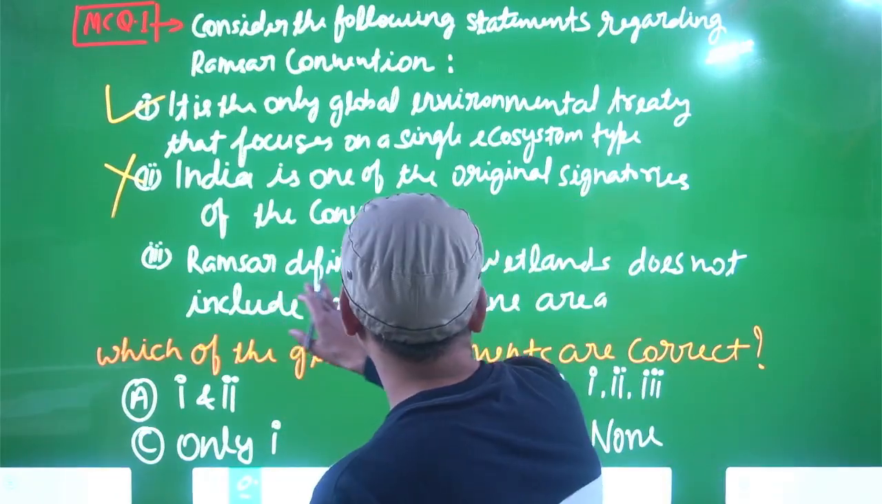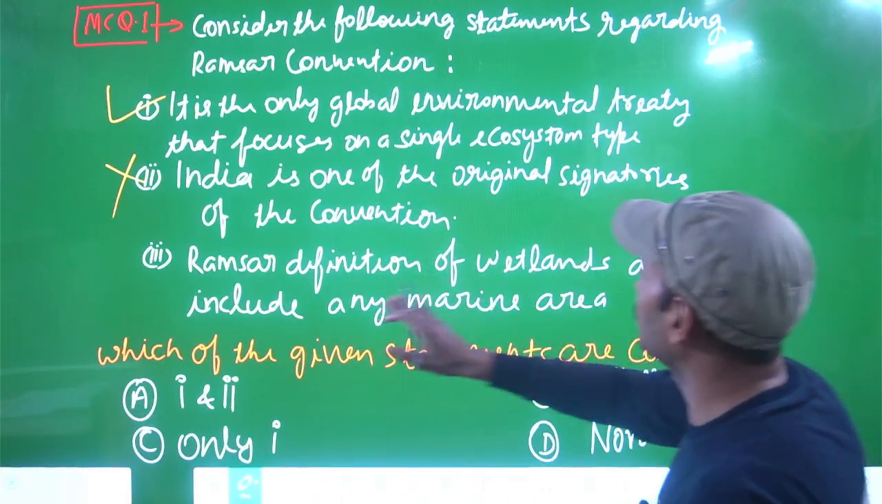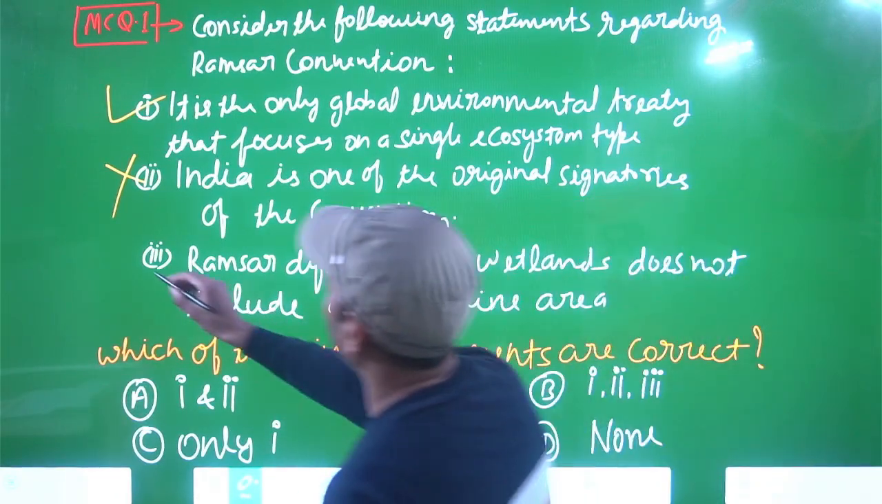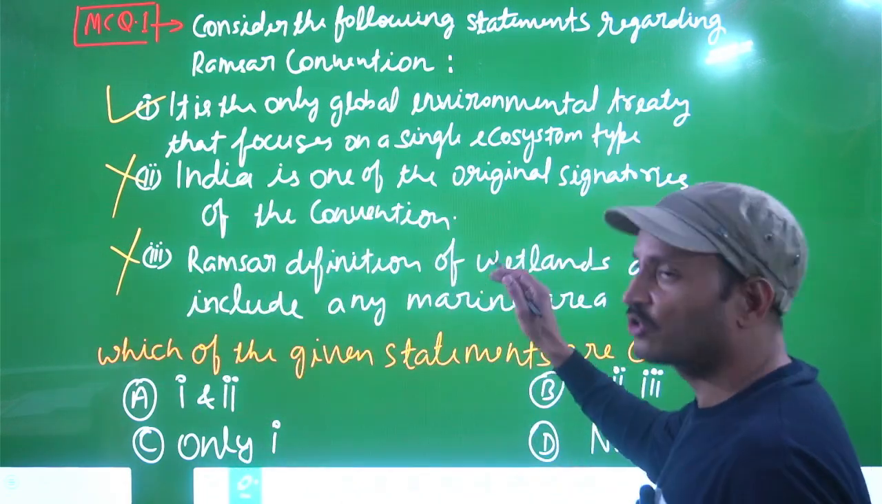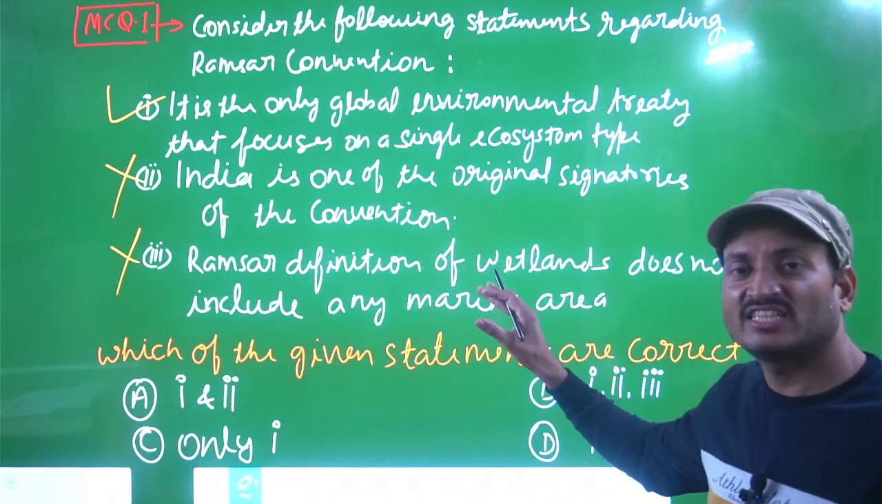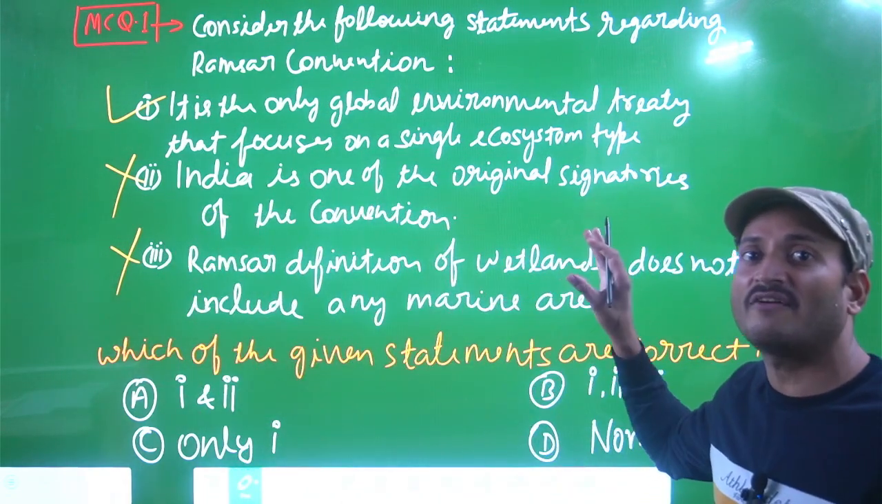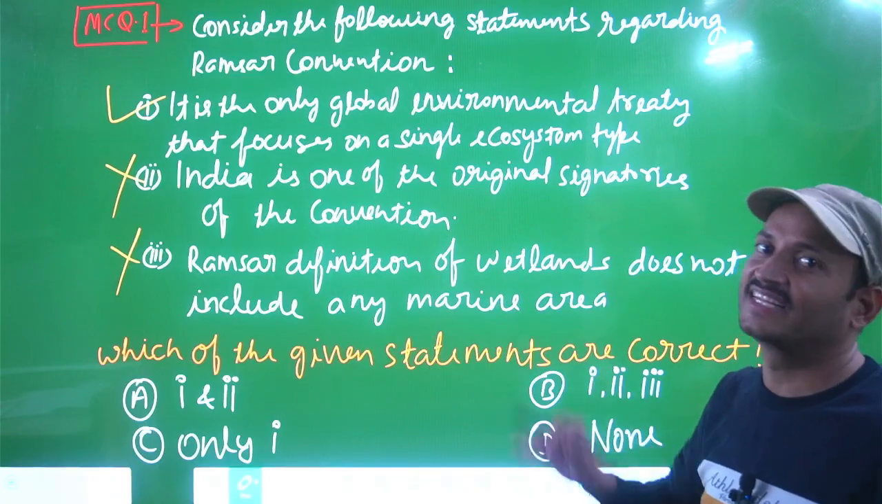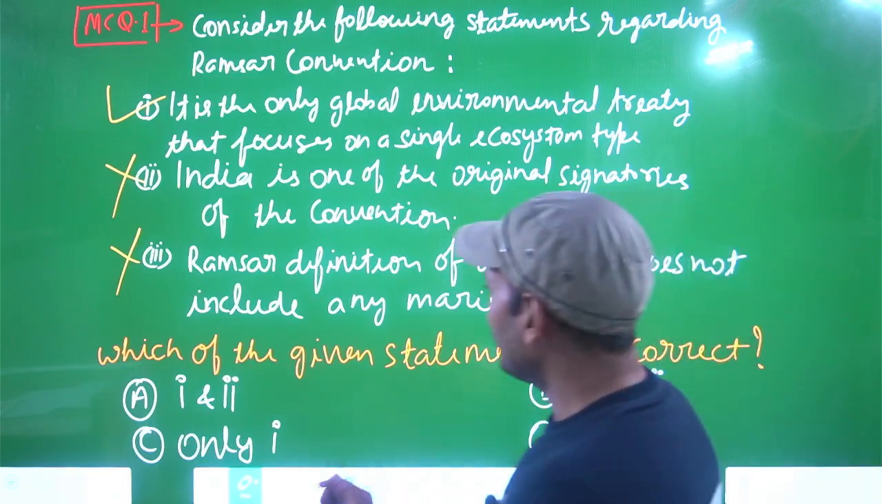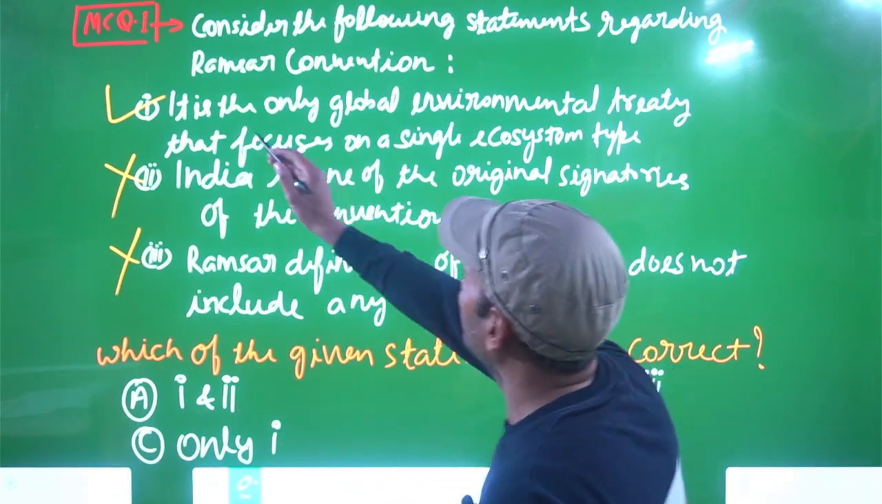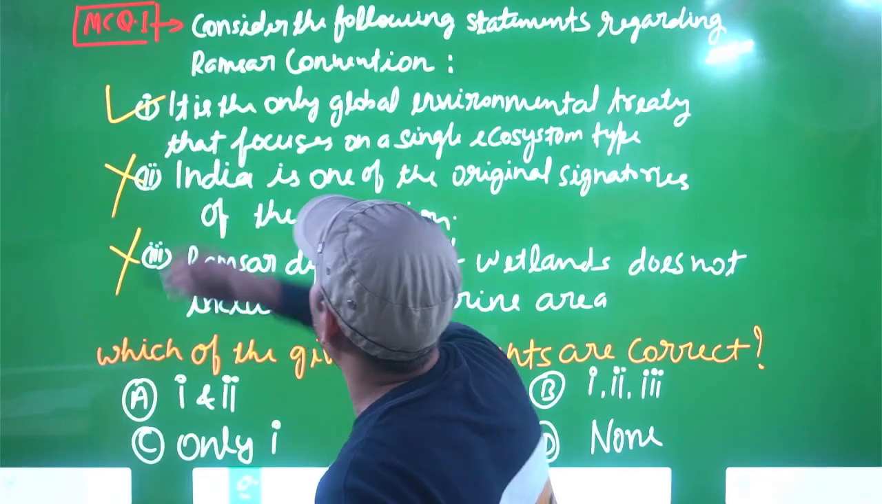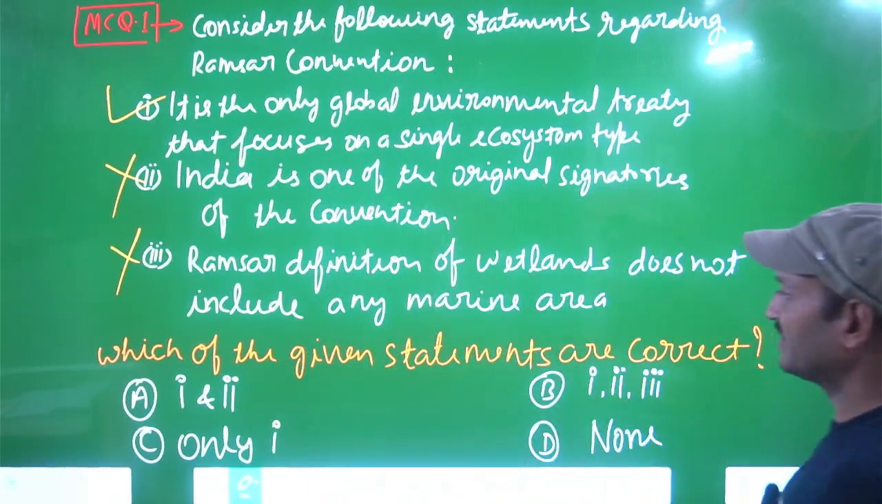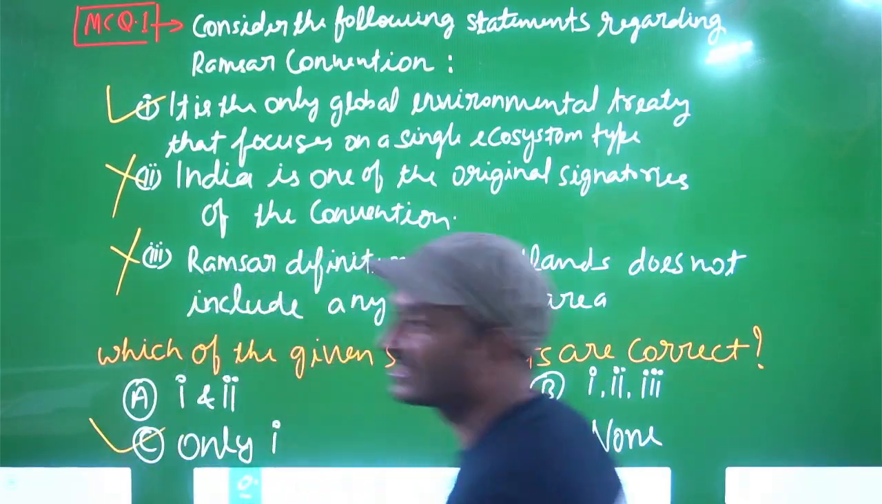So, the Ramsar definition of wetlands does not include any marine area. It is a wrong statement. It can include the marine area if it is not more than 6 meters of depth at low tide conditions. Now we find out the right option here. Only the first statement is correct. So here we see our option C is correct.